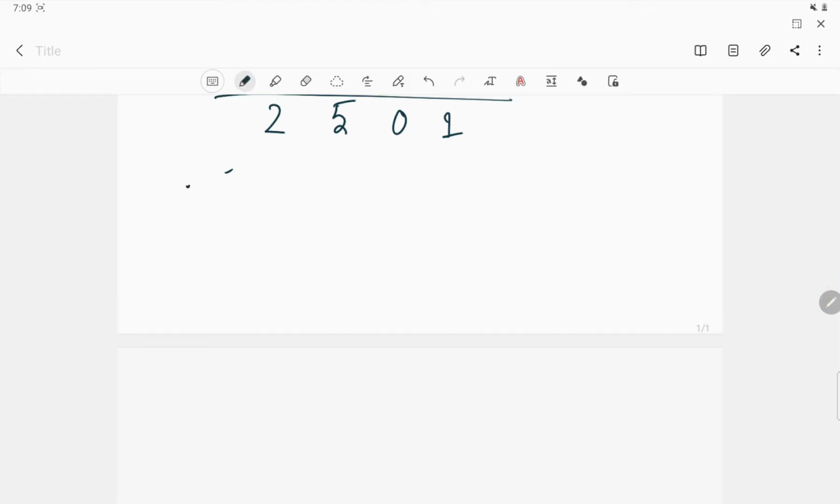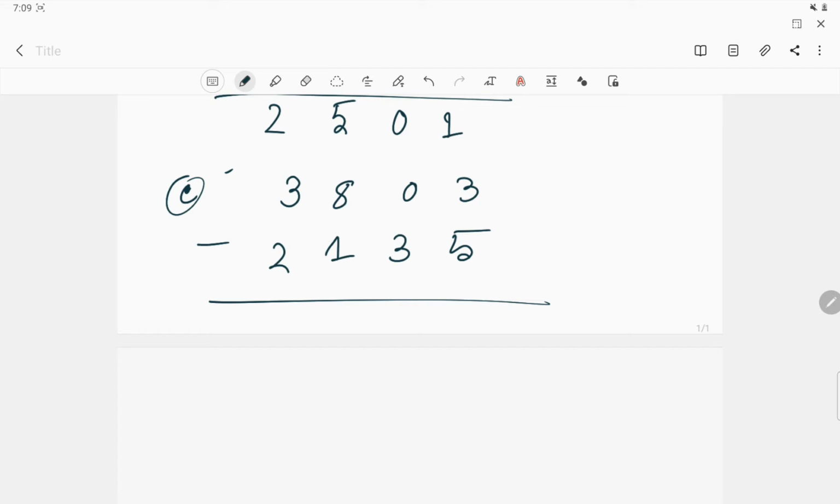Now I will move to question number C. Minuend is 3803 and subtrahend is 2135. Now subtract it. Since in this question the minuend is less than the subtrahend, that is 3 is less than 5 in the ones place, you have to borrow 10 ones from the tens place. So cut down 3 and write down 13 here. So 13 minus 5 will be 8.